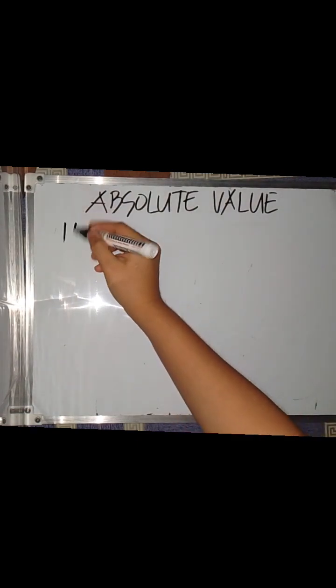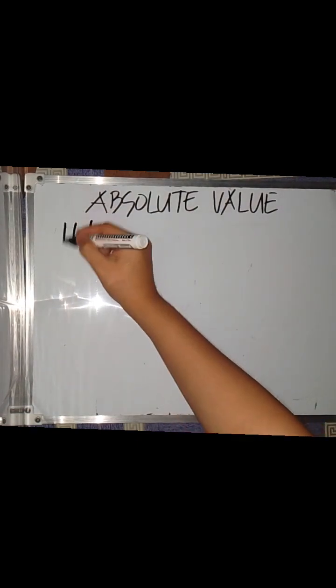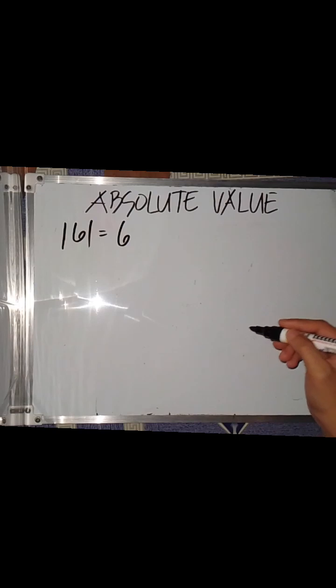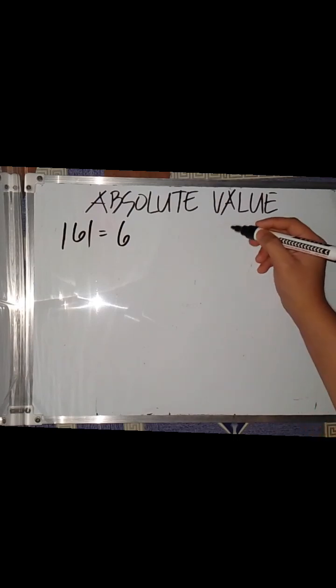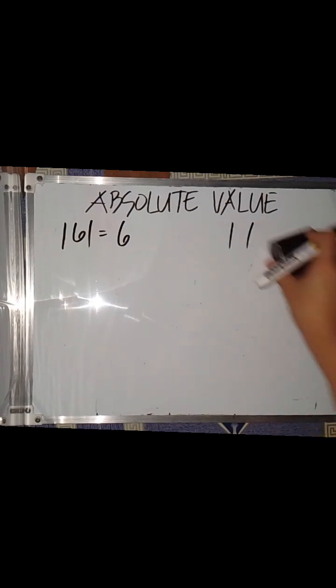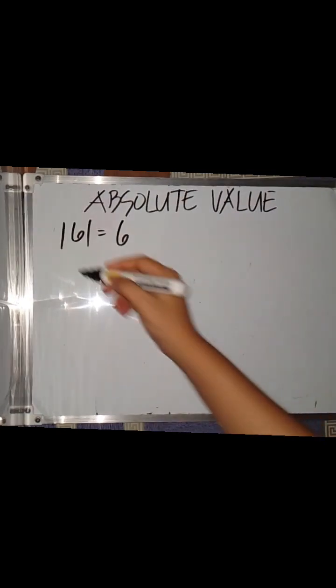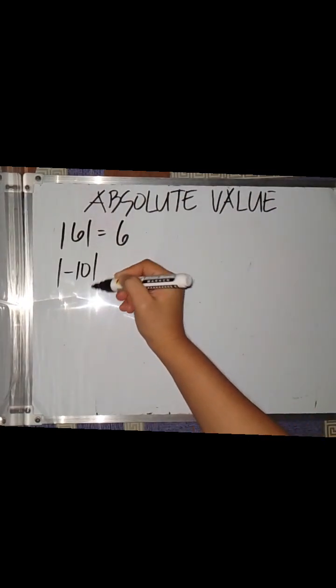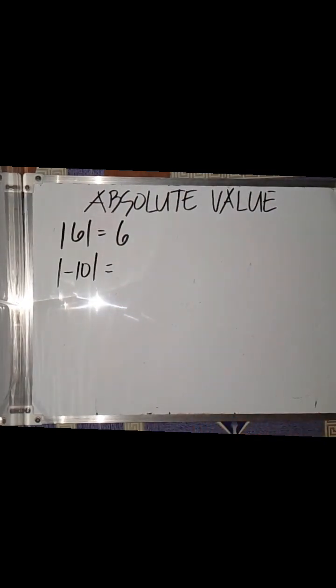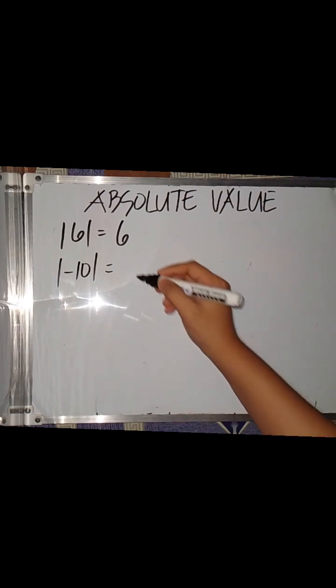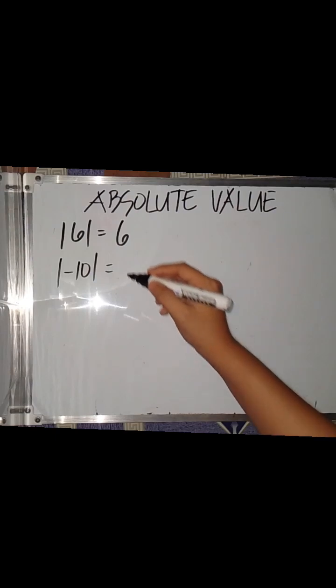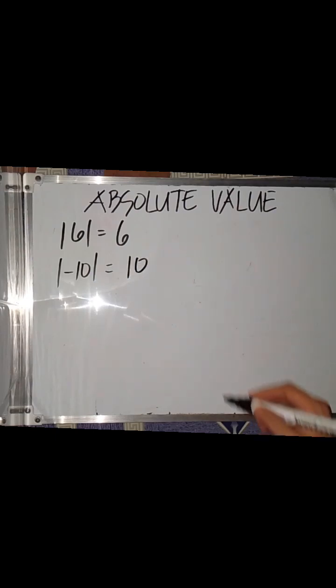So, let's say we have the absolute value of positive 6, which is equal to positive 6. The absolute value is denoted by this symbol. Another example is the absolute value of negative 10. Since I have said earlier that the absolute value of a number must never be negative, the absolute value of negative 10 is equal to positive 10.